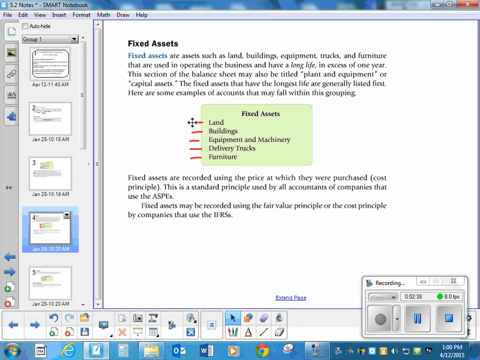Fixed assets are recorded using the price at which they were purchased. This is called the cost principle. This is a standard principle used by all accountants of companies that use the ASPE. Those are the standard policies. Fixed assets may be recorded using the fair value principle or the cost principle as well.